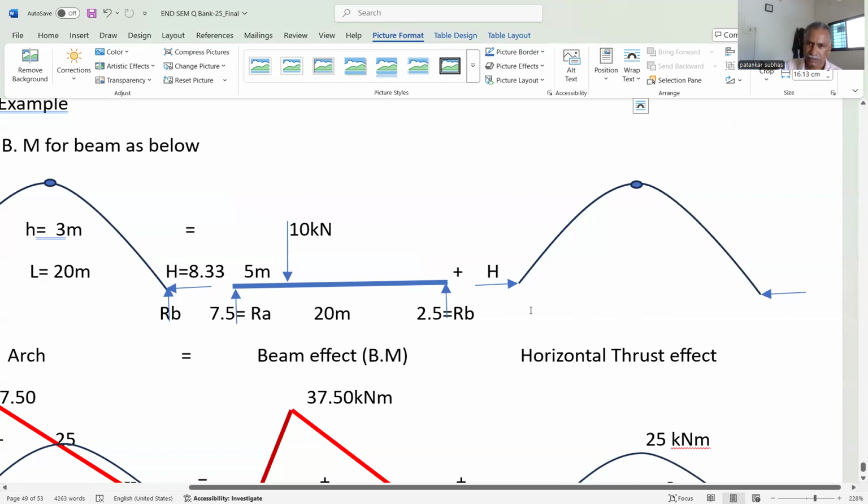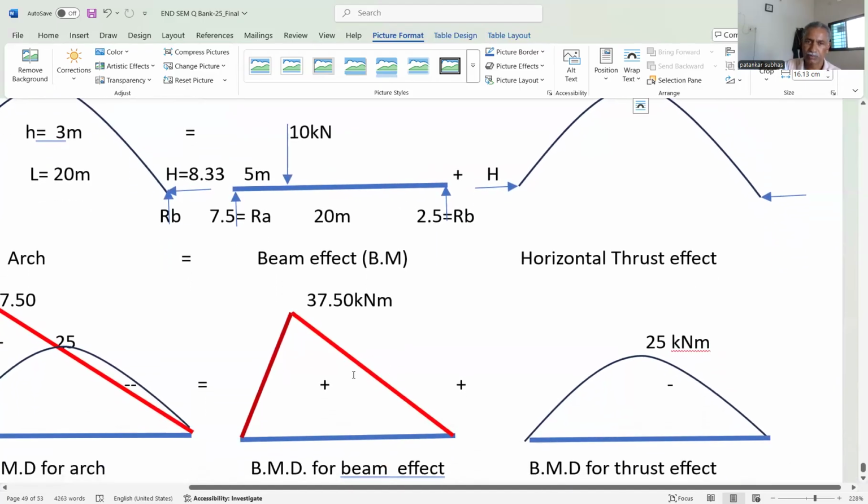So this is the superposition of the effect of vertical reaction and load, that is the beam effect, and the effect of the horizontal thrust on the arch. The bending moment due to the horizontal thrust is equal to H multiplied by vertical distance, and the vertical distance is related to the tracing of the parabola, so the bending moment is similar to this parabola. H multiplied by 5, here H multiplied by 3.75, like that we have just traced the parabola. That is the bending moment due to the horizontal thrust effect, which is negative. For the simply supported beam subjected to a point load, the bending moment diagram is triangular, that is RA multiplied by 5. So 37.50 kilonewton meter is the moment at this point.